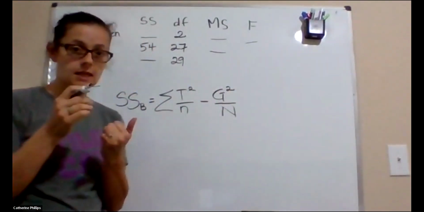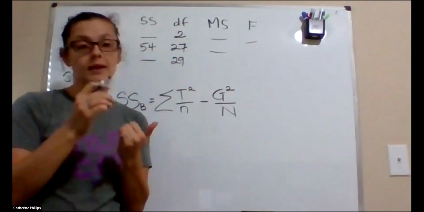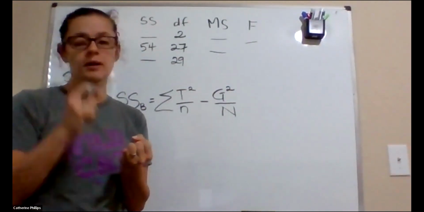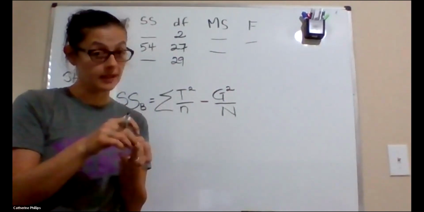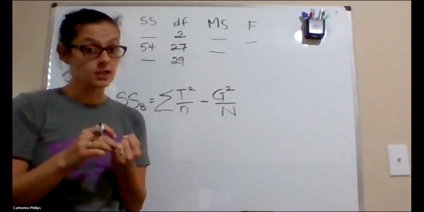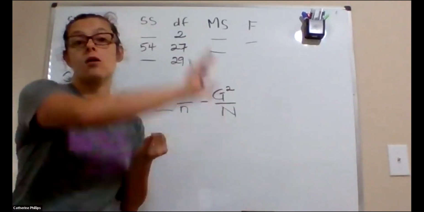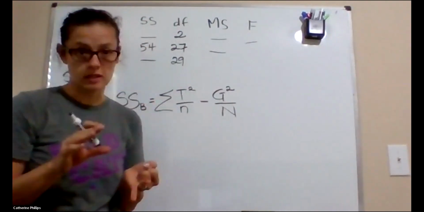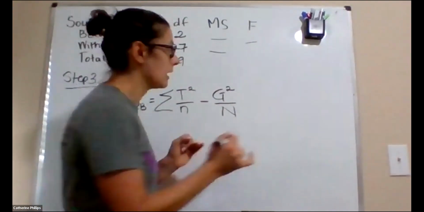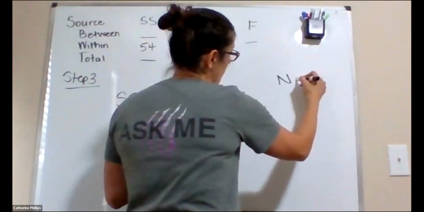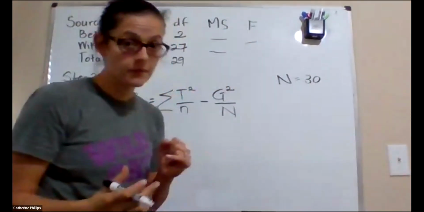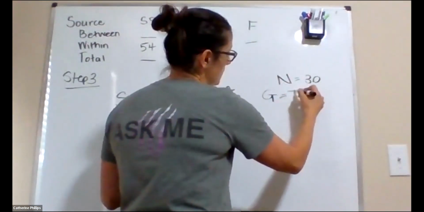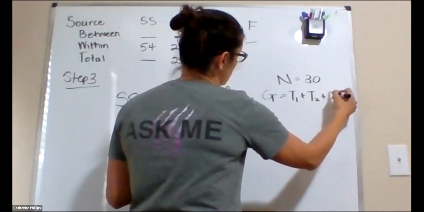So T is the total for a given group. So we have T1, T2, T3. Little n is the number of participants in that group. So we have N1, N2, and N3. Big G is your grand total. It's all of the groups combined. And big N is your total number of participants. We already calculated big N as being 30. Okay? We need to calculate big G, which is going to be T1 plus T2 plus T3.